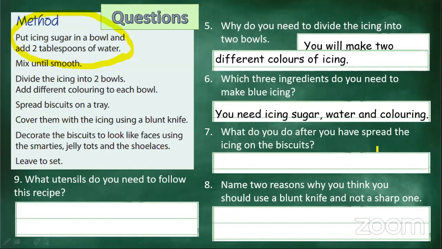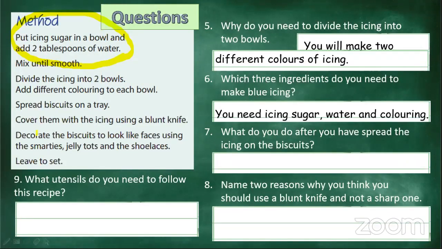Number 7, what do you do after you have spread the icing on the biscuits? So then go back if you don't know. You have to find the sentence that says something about spreading the icing on the biscuits, and then check what is done after that. What do you do after you have spread the icing on the biscuits? There we go. Gabriel, you're so good. You will decorate the biscuit.